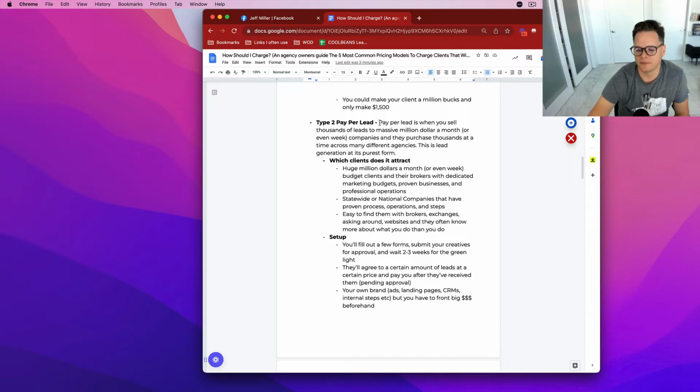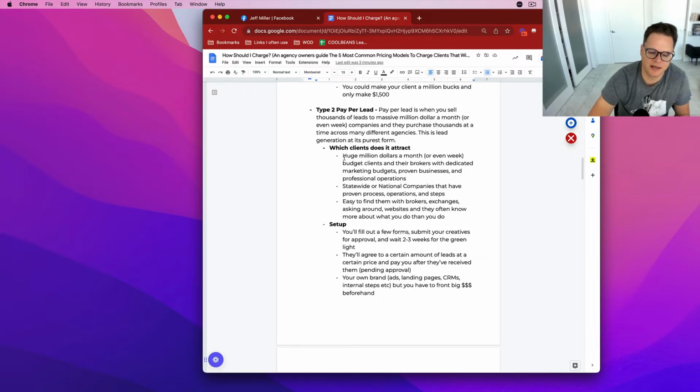It's very, very useful. If you do this, you'll attract clients that are doing $1 million a month in advertising budgets, and/or they're brokers. Usually they don't plug in directly with an agency. They'll go through a broker who will take a fee. And when you as an agency get big enough, you'll often be able to go direct. But until then, you'll have to work with a broker.